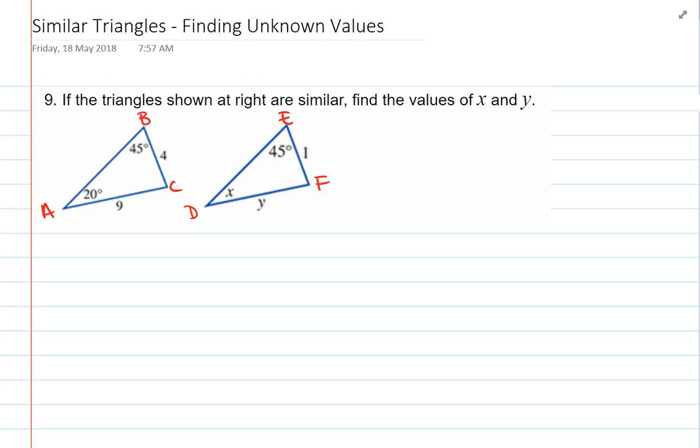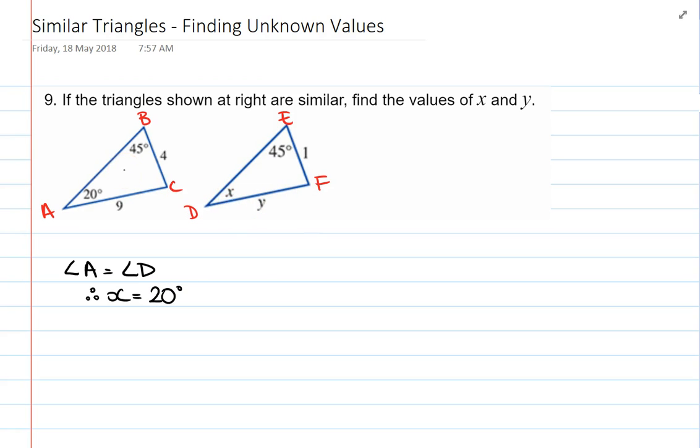So let's start with X, which is quite straightforward. So we know that angle B is equal to angle E, so they're 45. So I can say that angle A equals angle D, therefore X equals 20 degrees. Okay. Next we need to find Y.